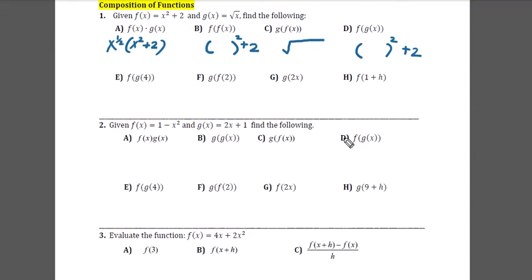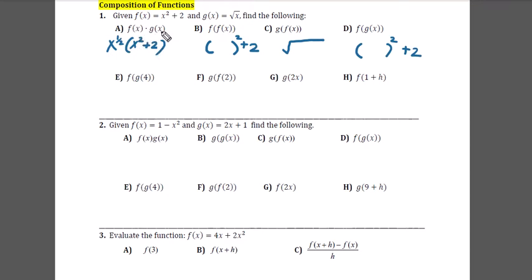Okay, so in this first video we're going to take a look at composition of functions. If you take a look at number 1 here, we've got f of x equals x squared plus 2, g of x equals square root of x, and you're asked to do a composite, at least with b, c, and d. In this first row, part A, this is just a multiplication problem.